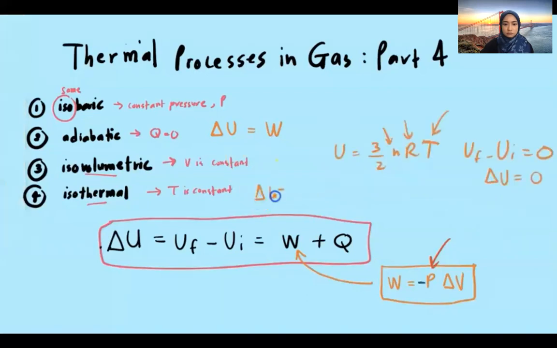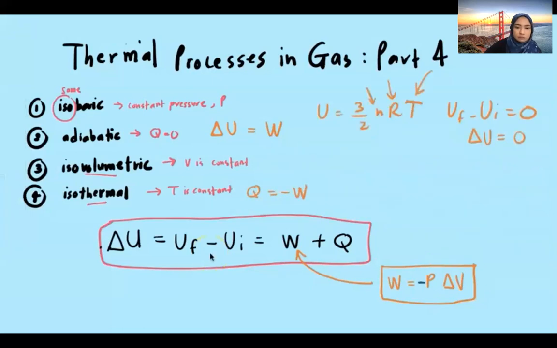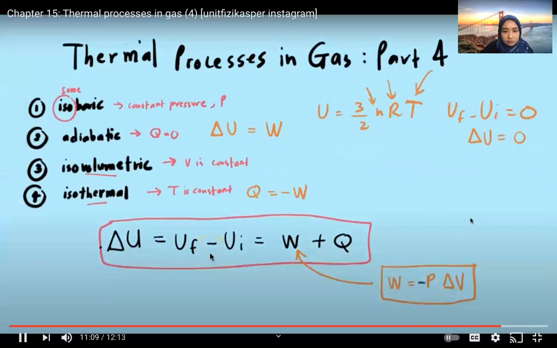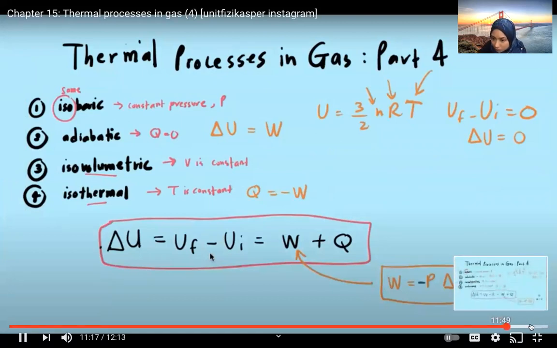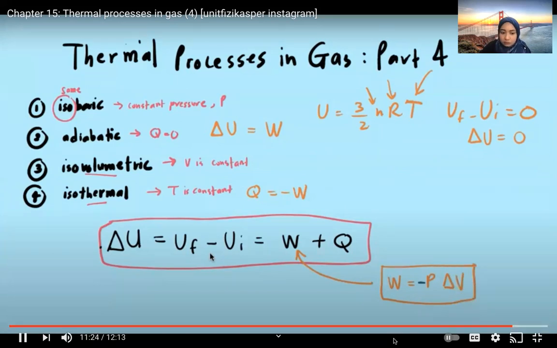So delta U equals W plus Q. This becomes 0. So what happens to this equation? It will become Q equals minus W. Okay, so the heat energy absorbed is equal to the work done by the gas system. That is why it's a negative W. Negative W means positive delta V of the gas. So the gas expands, which means that it is doing work on the environment while at the same time it is absorbing heat.